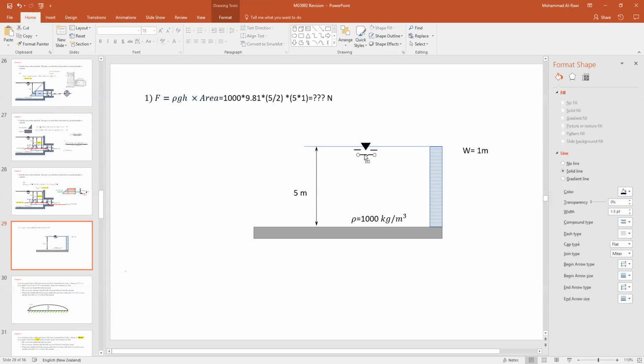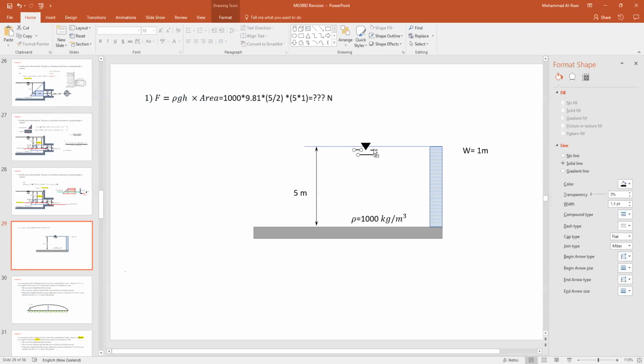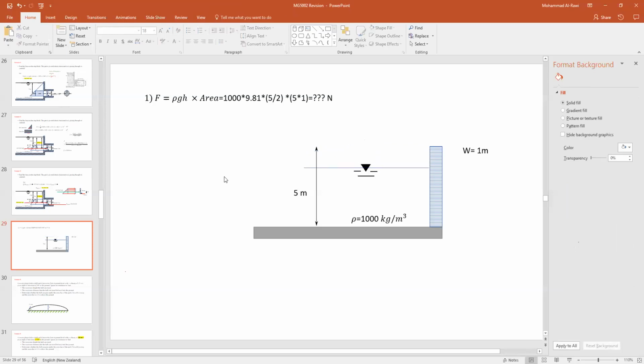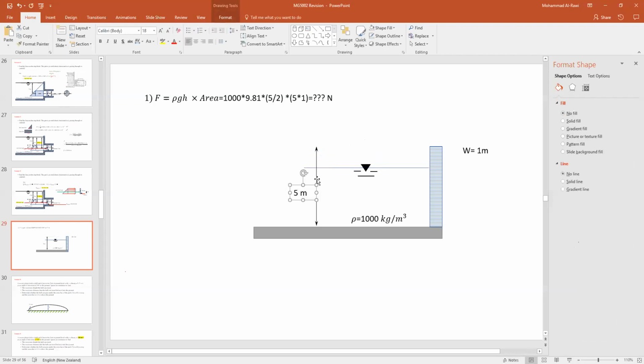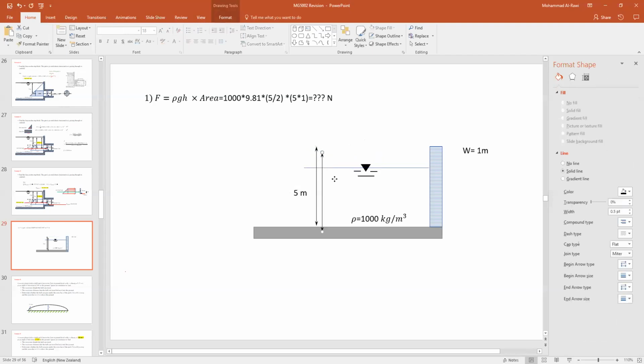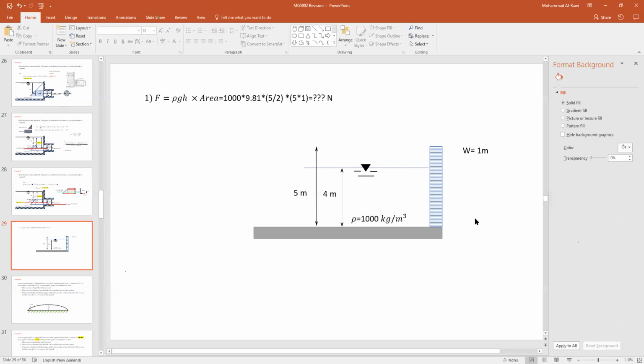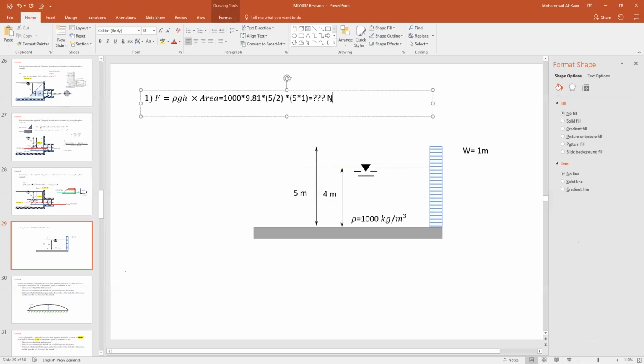Let's bring this down here. It's the same gate, and now you have a new value, let's call it 4 meters. Can you write me what the equation of the force should be? I haven't changed anything, I just dropped the level of the water. Let's say we have a tank and we start losing water. First it was filled to 5 meters, now it's 4 meters. So what should F be for scenario 2?